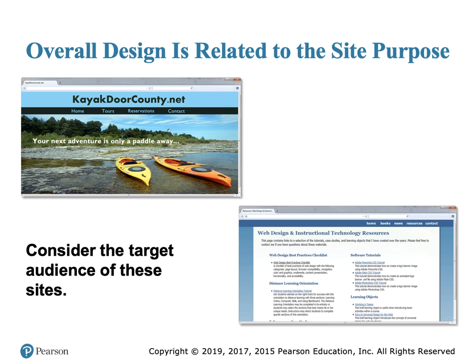The design of a website needs to appeal to the people that will use the site, also referred to as the target audience. The look and the feel of the kayakdoorcounty.net site on this slide is completely different than the look and feel of the web design and instructional technology site, as each of these sites have a different purpose and are designed for different audiences.